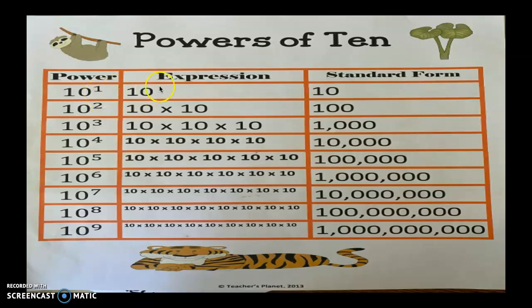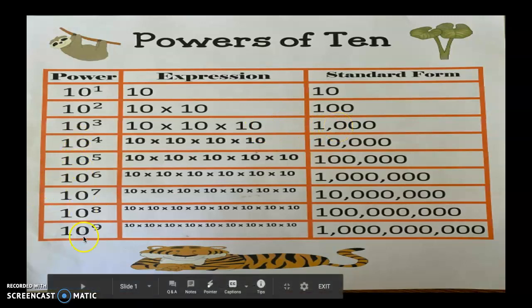That just means 10 by itself, because that would be 10. 10 with a little 2 is called 10 squared. That 2 tells me to multiply 10 by itself 2 times, so 10 times 10, to give me 100. So 10 squared is 100. 10 cubed means 10 by itself 3 times, 1,000. And so on all the way down to 10 to the 9th power, which means 10 times 10 times 10 times 10 times 10 times 10 times 10 times 10 times 10, 9 times, to equal 1 billion.